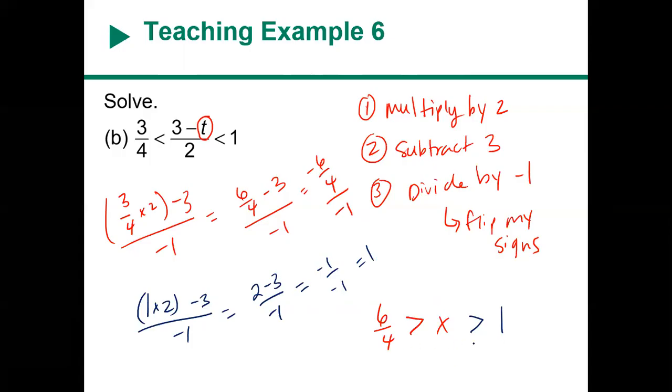Because my inequalities have flipped, this entire thing is written backwards. So I'm going to mirror it. So we have 1, x is greater than 1, but less than 3/2. And that would be my final answer.